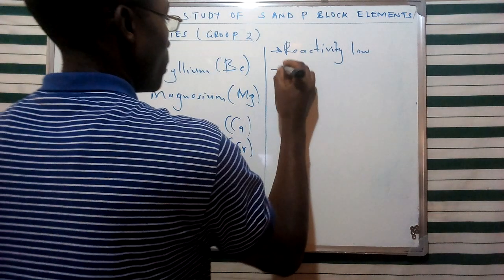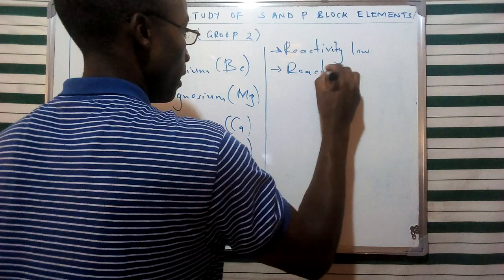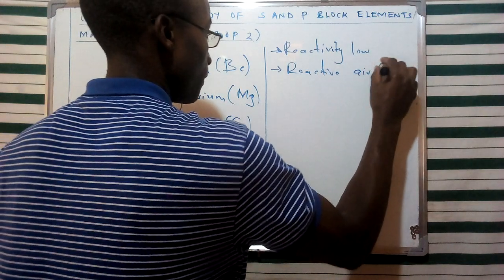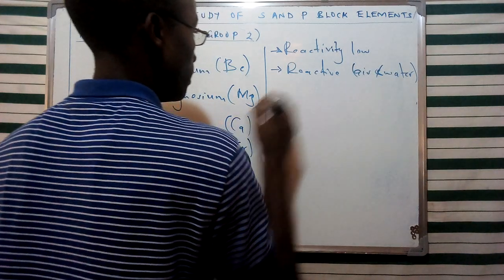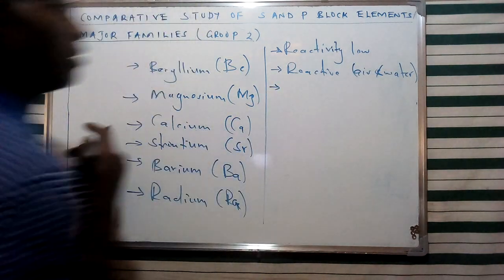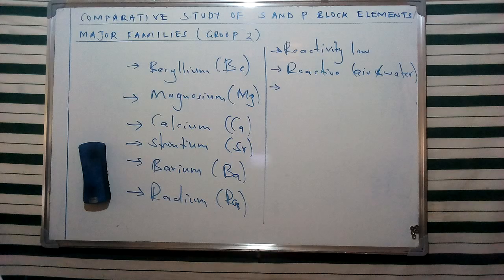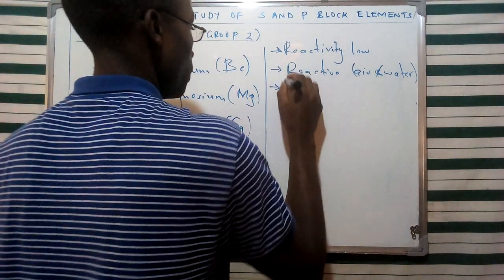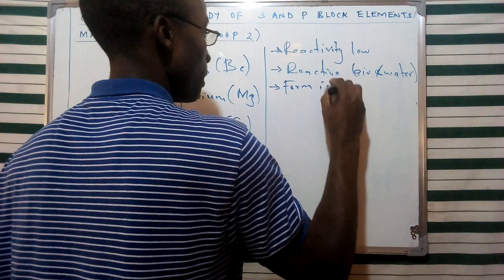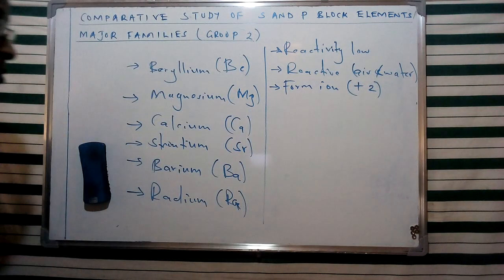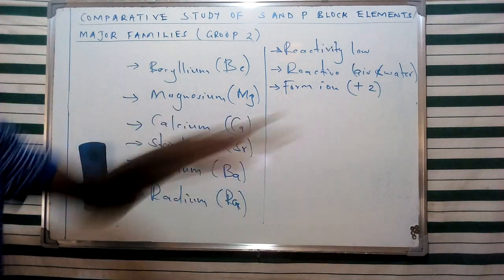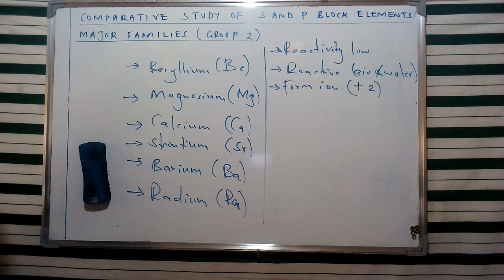And these elements are going to be reactive to both air and water. And this was, of course, one of the characteristics which we had seen with the group 1 elements. Now they are going to form ions with a charge of positive 2, and this is an additional charge of one as compared to group 1 elements, which form a charge of positive 1, given as such.